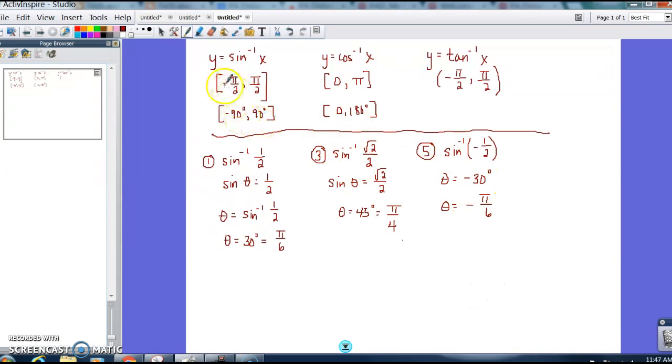The reason that it's negative is because it has to fall between negative 90 degrees and positive 90 degrees. Okay, so your calculator is programmed to give you an answer in this correct domain, or between these two values. It gives you an answer of negative 30 degrees. The reason for that is this.